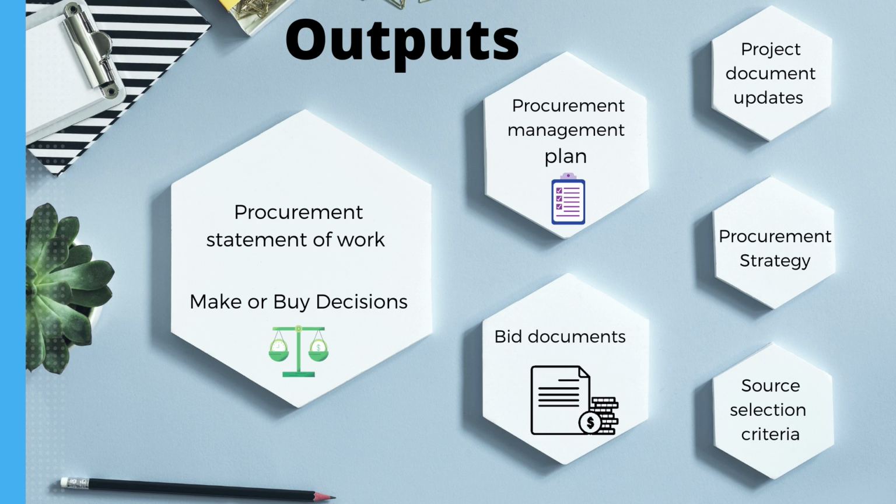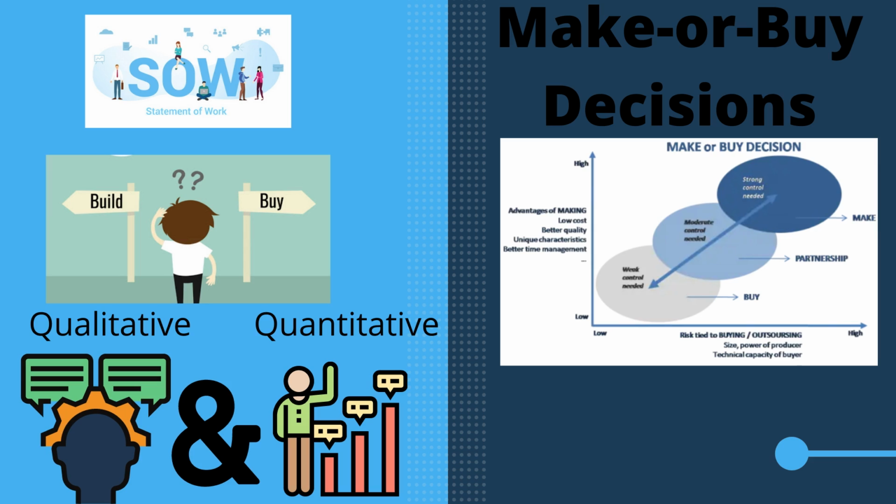Now, moving on to our next area of focus, our outputs. Outputs include the procurement management plan, procurement strategy plan, project document updates, bid documents, source selection criteria, make or buy decisions, etc. The make or buy decision is an important judgment made by management on whether to build a component internally or purchase it from the market.